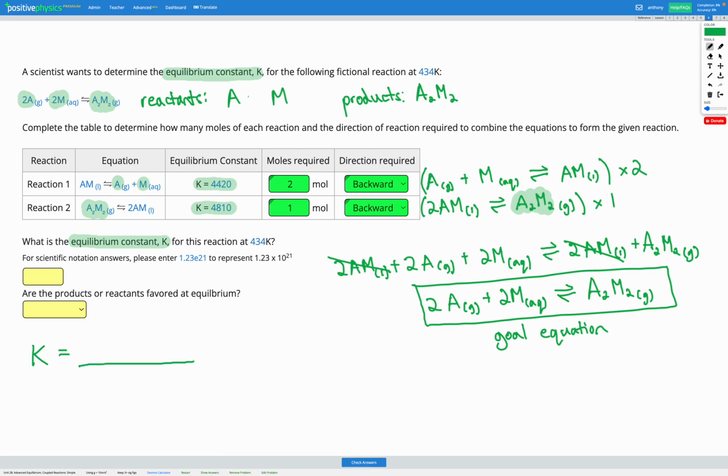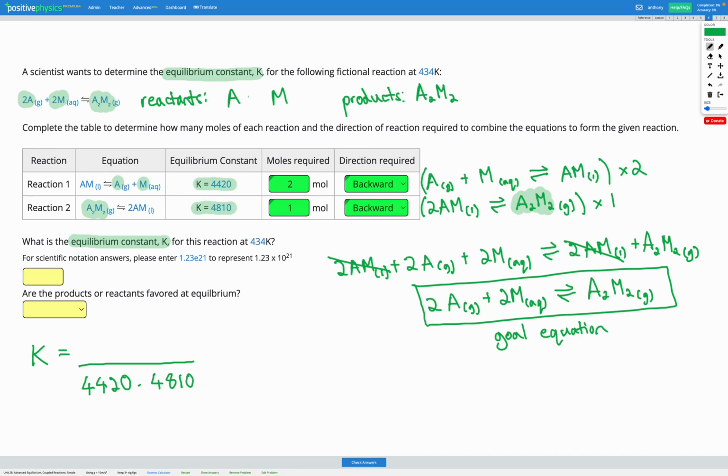Now, if we have a reaction forwards, then the equilibrium constant for that reaction is going to go in the top of our fraction. If we have a reaction backwards, the equilibrium constant for that is going to go in the bottom of our fraction. In this question, both of our reaction steps are backwards. So both of our equilibrium constants are going to go in the bottom of our fraction. So we're going to have 4420, because that's the equilibrium constant for step 1, multiplied by 4810, because that's the equilibrium constant for step 2.